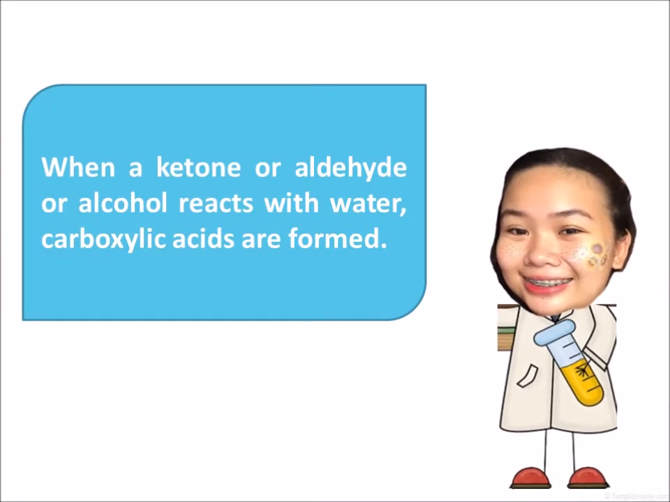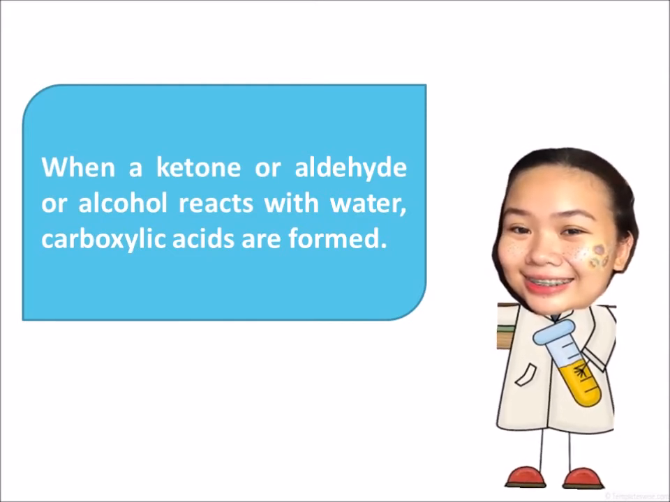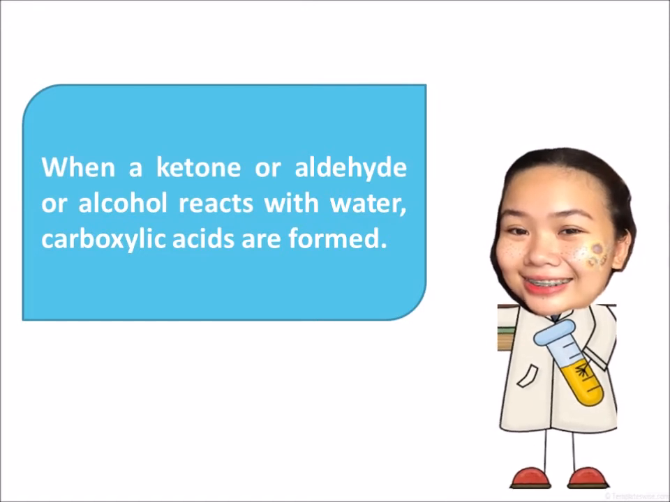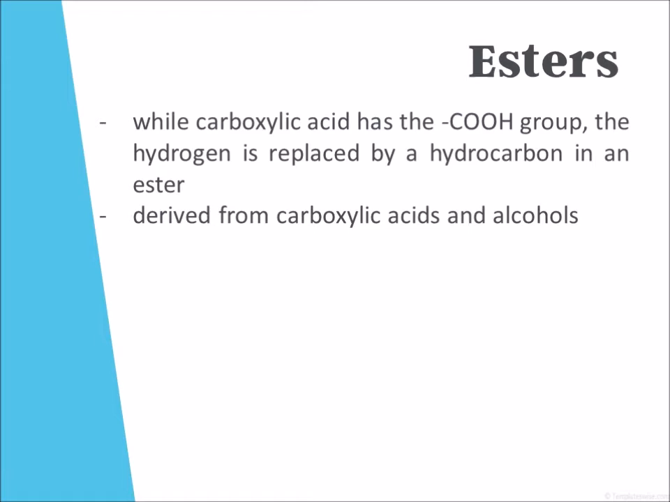If we take a ketone, aldehyde, or alcohol, we can turn them into some of these carboxylic acids when they react with water. Esters, on the other hand, are kind of similar, but an ester is going to have a double bonded oxygen, a single bonded oxygen, but no hydrogen atom on the other end. Esters are formed when a carboxylic acid reacts with an alcohol, releasing water.